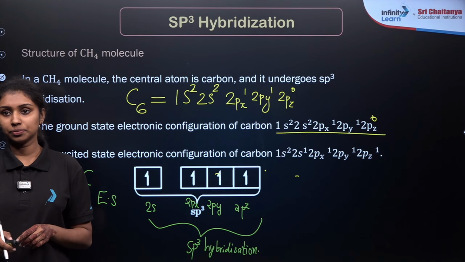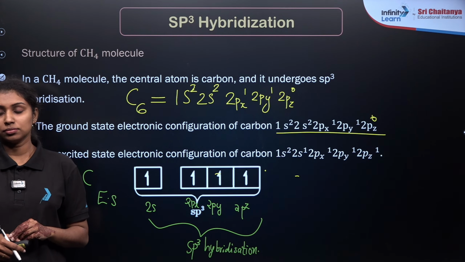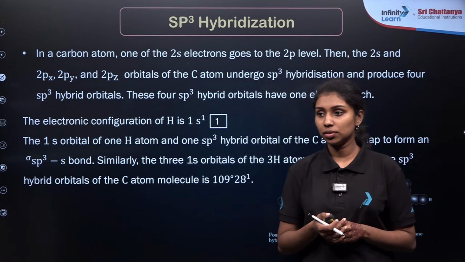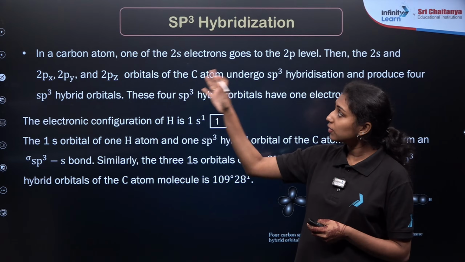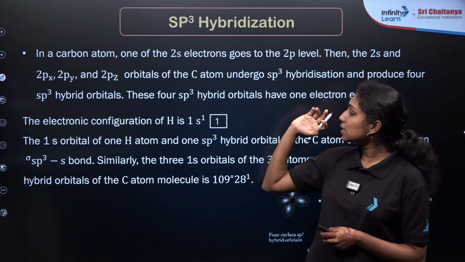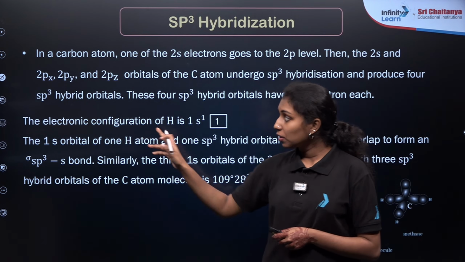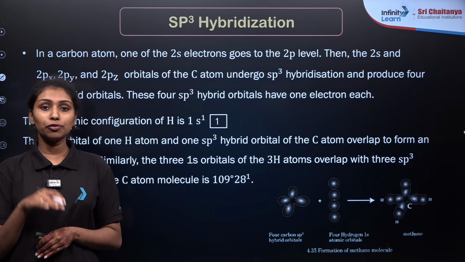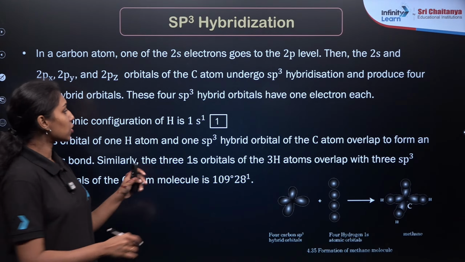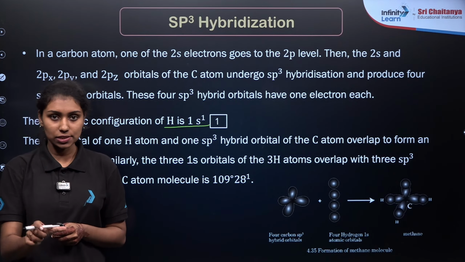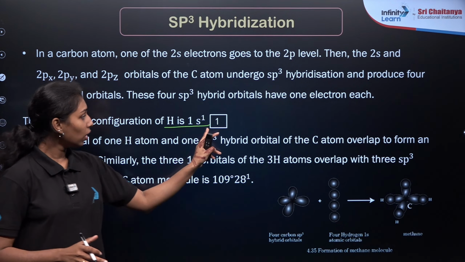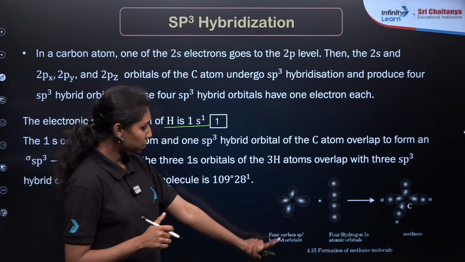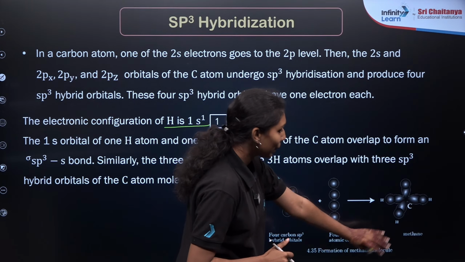Is that clear? The same point is given here: in the carbon atom, one of the 2s electrons goes to the 2p level orbital. So they form the 2px1, 2py1 and 2pz1 configuration, undergoing sp3 hybridization. Now in the case of the CH4 molecule, the remaining 4 atoms are hydrogen atoms, right? As we already know, the electronic configuration of hydrogen is 1s1, which means this is the valence shell itself. So the 1s1 orbital of the hydrogen atom will overlap with the sp3 hybridized orbital of the carbon to form the methane molecule.